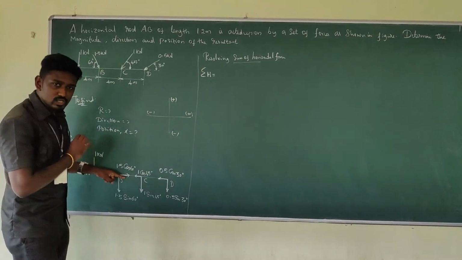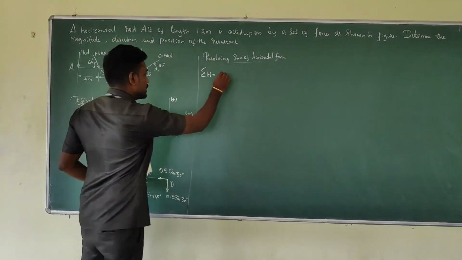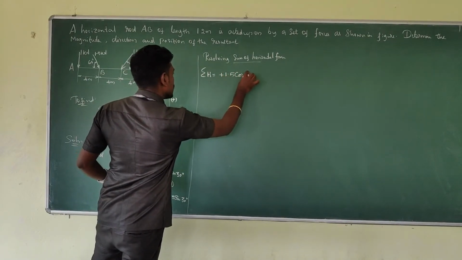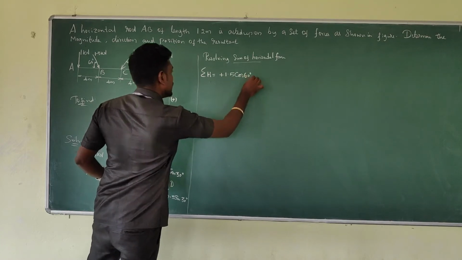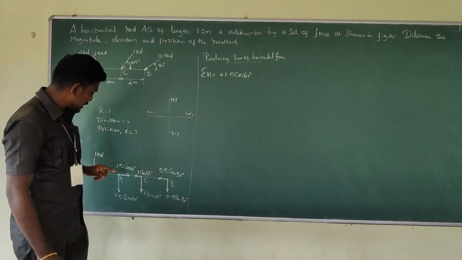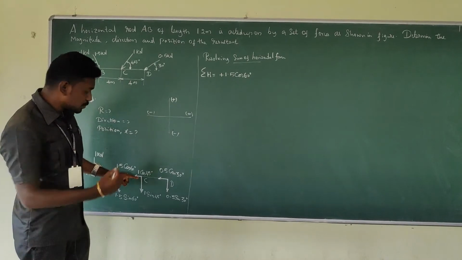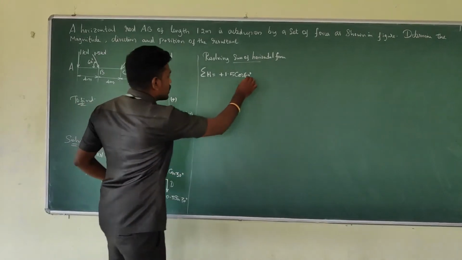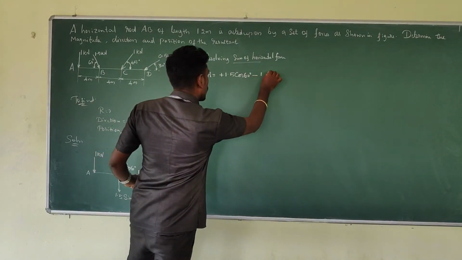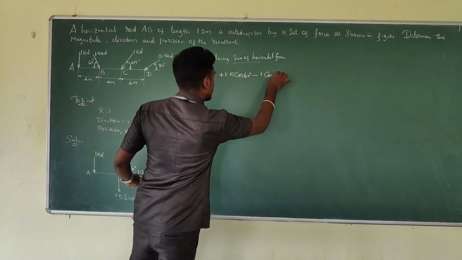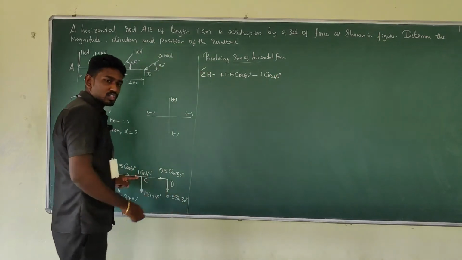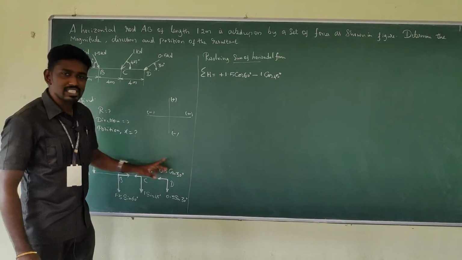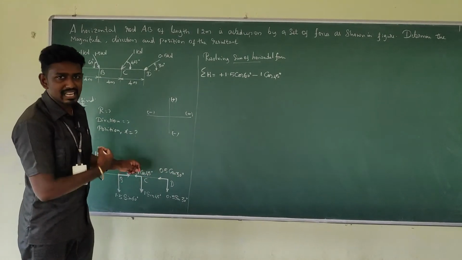So here 1.5 cos 60 degrees is moving towards the right side horizontally, so it's a positive, 1.5 cos 60 degrees. And the next horizontal force is moving horizontally left, so regarding sign it's a minus, 1 cos 45 degrees. And the next horizontal force is 0.5 cos 30 degrees, which is moving towards left.